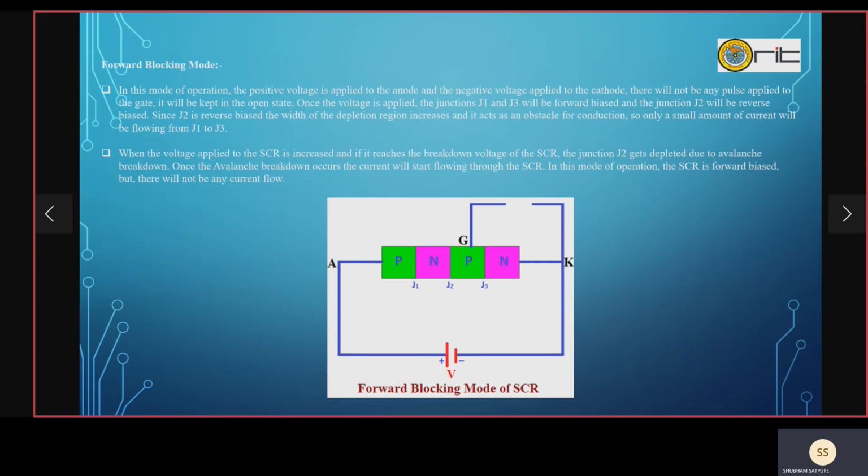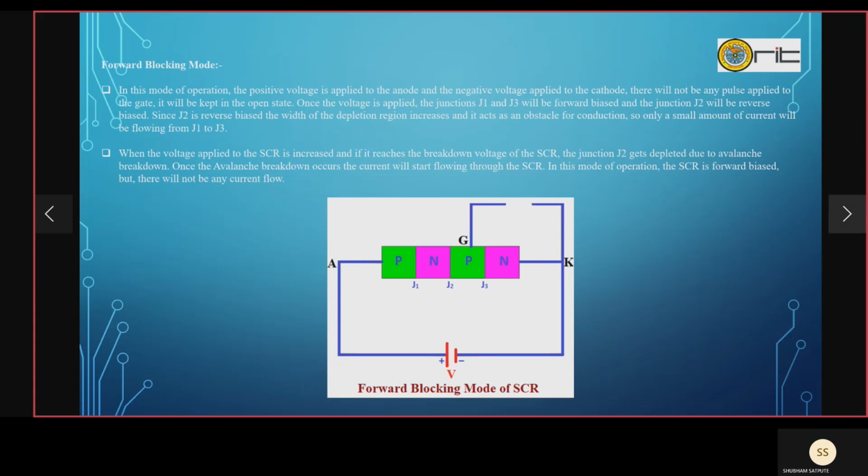When the voltage applied to the SCR is increased and reaches the breakdown voltage of the SCR, the junction J2 breaks down due to avalanche breakdown. Once the avalanche breakdown occurs, the current will start flowing through the SCR. In this mode of operation, the SCR is forward biased, but there will not be any current flow.